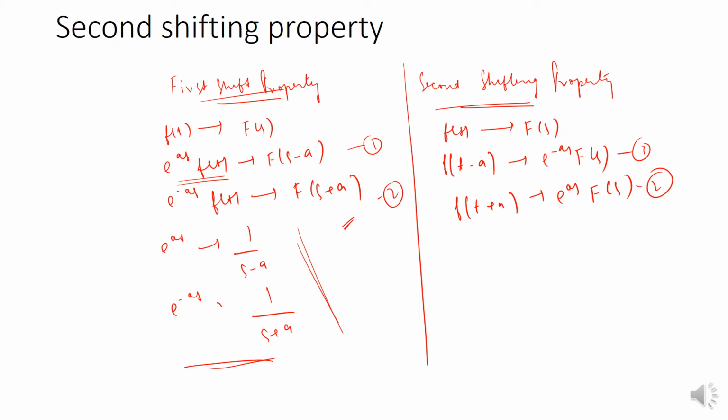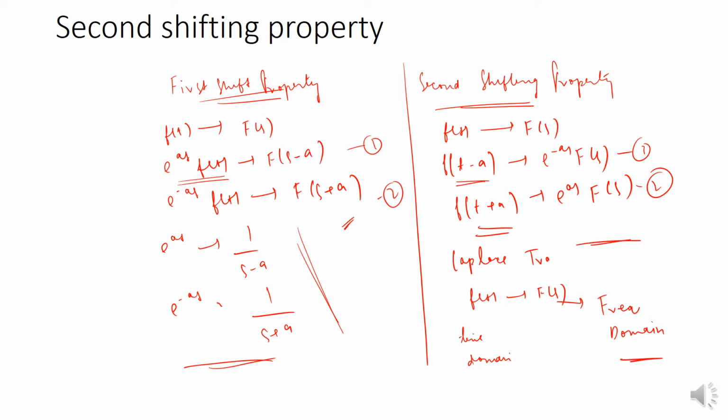Now if the signal itself we are shifting by minus a and plus a, then in the s domain it changes. What the Laplace transform does is that f of t gets transformed to f of s. This is the time domain, and this is the frequency domain. We will now do some problems so that these two transformations, the first shifting and second shifting, become clear. We will do some problems now for second shifting.